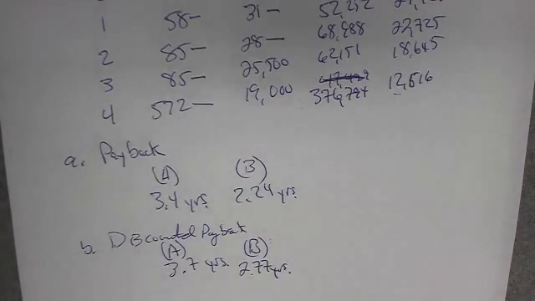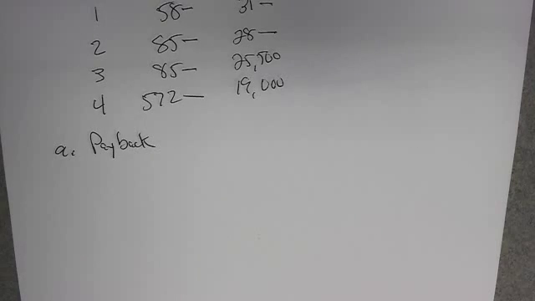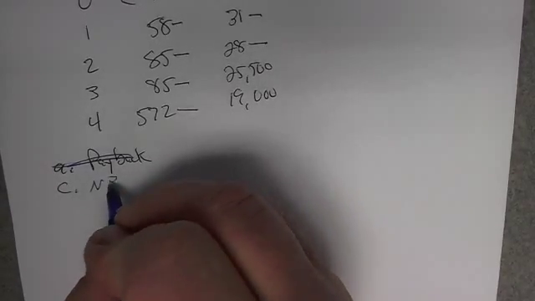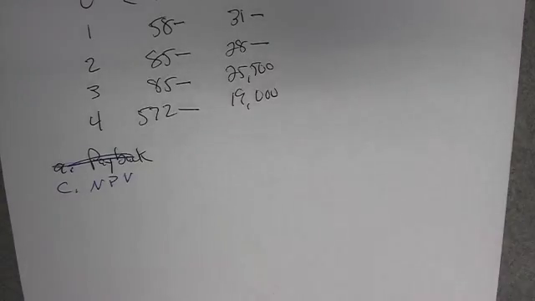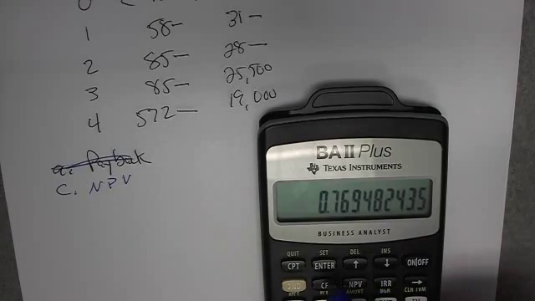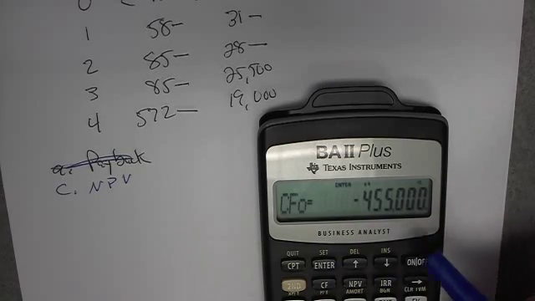Okay, that's parts A and B. What does part C say? If you apply the net present value criterion, which investment will you choose? Okay, so let's try part C now, which is net present value. This is column A and column B. So I'm just going to take my cash flows, my net present value function. I'm going to hit cash flows. My initial cash flow now is 455. I'm going to make that negative and put that in as my initial cash flow.